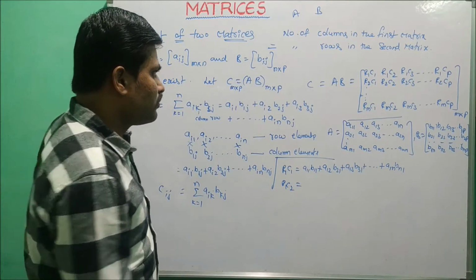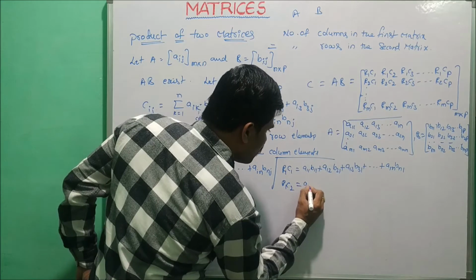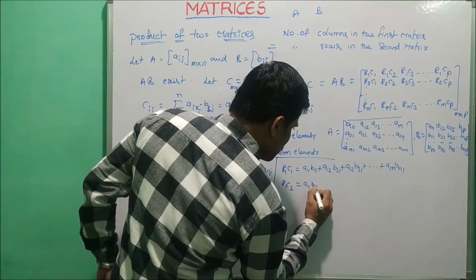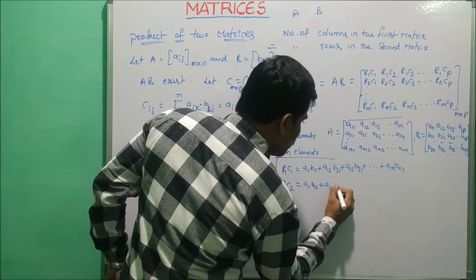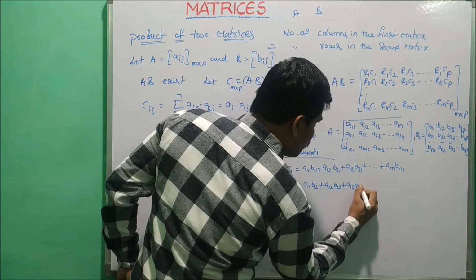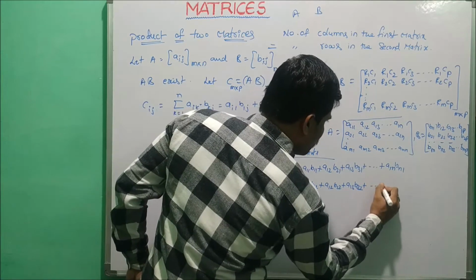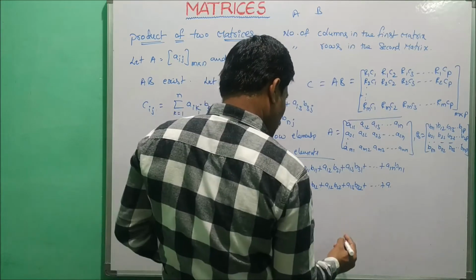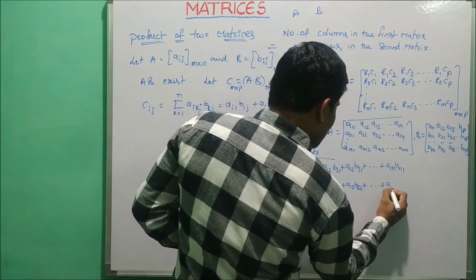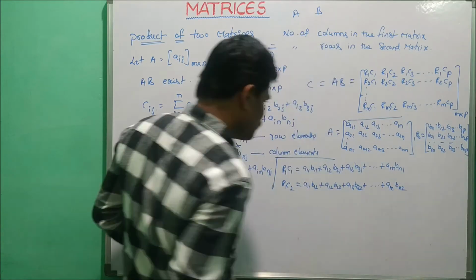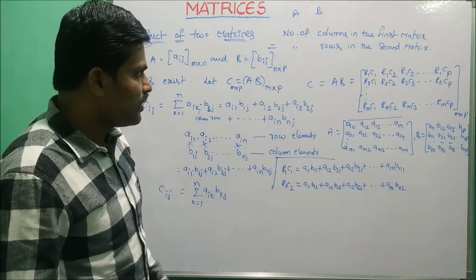Similarly, we take R1 C2. So here we take A11 into B12, the row R1 is not changed, plus A12 into B22, A13 into B32 plus and so on, A1n into Bn2. This is R1 C2.